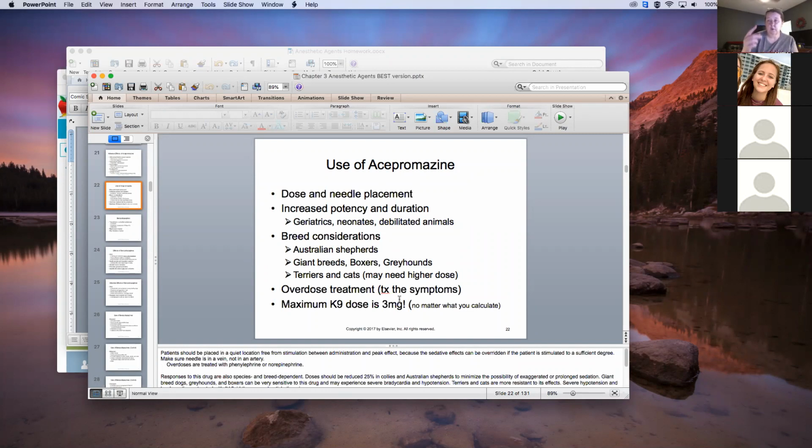So if they're oversedated, you watch mentation. If they're hypotensive, you check their blood pressure and give them fluids. You monitor respirations, make sure they don't become too respiratory depressed. Support them by putting them on bedding. They might not be able to go out and use the bathroom, so make sure they don't soil themselves. It's basic nursing care. If my patient has this, what can I do, because the drug is not going away? And then there is a max dose.